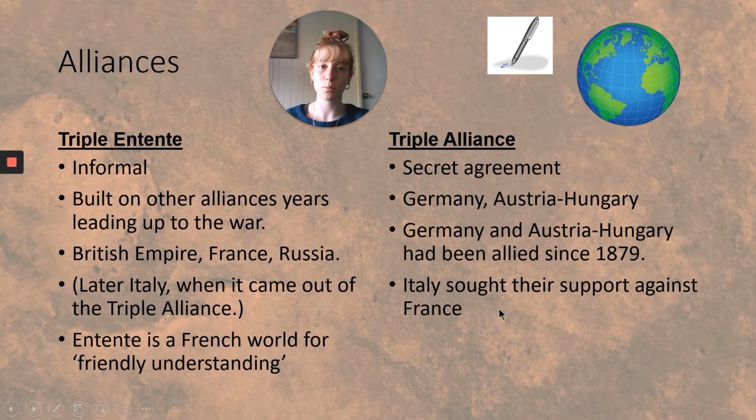So the Triple Alliance was between Germany and Austria-Hungary, and this was a secret agreement and built on an alliance that was formed in 1879. So a long time before the war actually started, but they still banded together. And Italy asked for their support as well for a little while before they moved over to the Triple Entente. So feel free to pause the video at any time and maybe grab some notes on these ones.